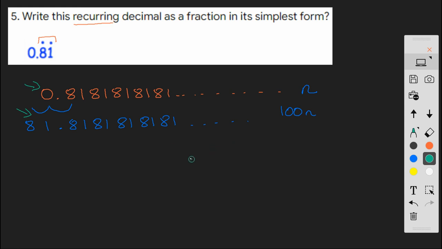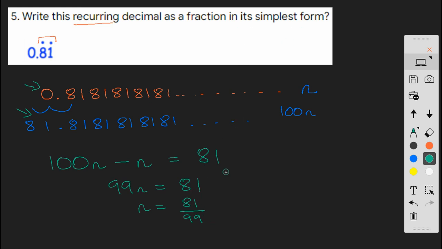So my clever piece of maths is that I'm going to subtract my n from here. So I'm going to take my 100n and I'm going to take away n. So that leaves me with just 81. So 99n equals 81. So n equals 81 divided by 99. And there we have it. I've been able to describe my number as a fraction.